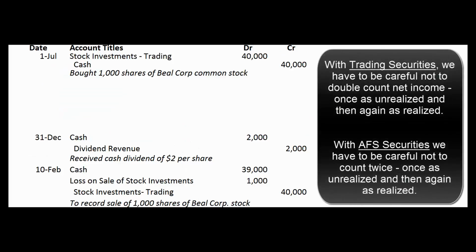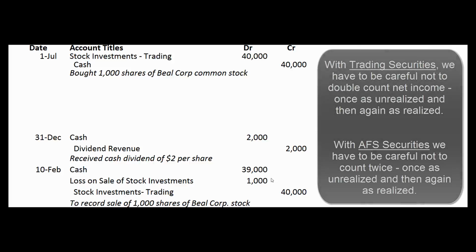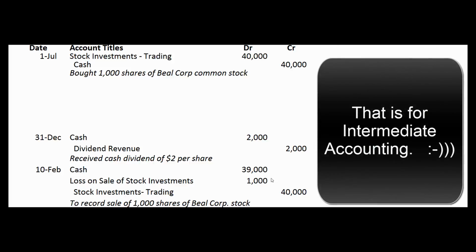And one of the tricky nuances of the fair value option is we have to avoid double counting. So, for example, if we had classified these guys as trading securities, presumably we already wrote them down to $39,000 and already took that $1,000 loss as part of our net income. So the topic of avoiding double counting on unrealized holding gains or losses is one for intermediate accounting.